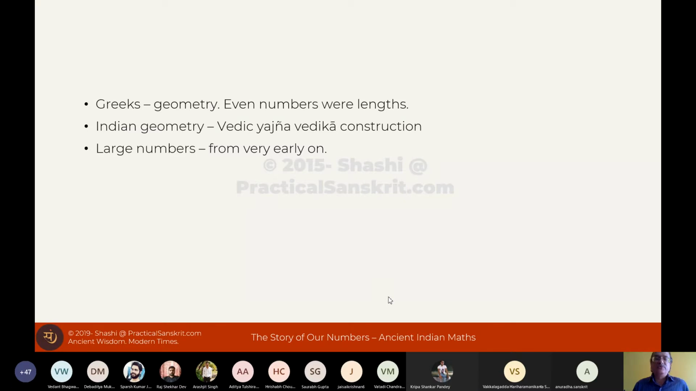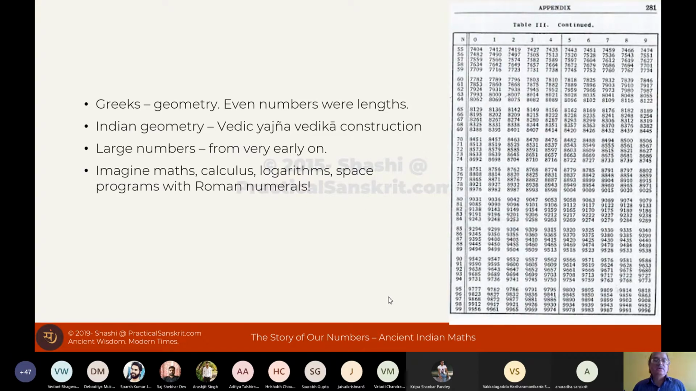Large numbers have been used from very early on. This is very important. If you look at the Romans, the largest numbers are only a few thousand. The M for millennia is actually 1,000. Today millennium suggests a million, but it's actually just 1,000. Imagine doing maths or calculus or logarithms, space programs with Roman numerals. And here is the logarithmic table. I'm sure none of you know it because it's out of syllabus now, but we used it even during the JEE exam. It lets you do some crazy multiplications, and you can find some roots or whatever.